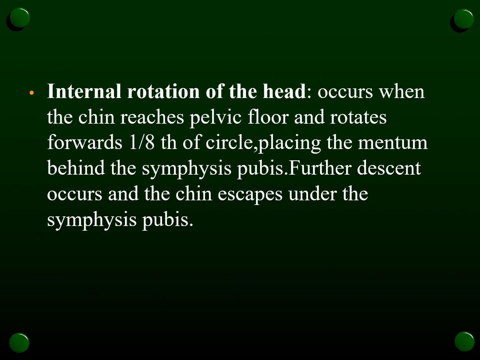And the next movement is internal rotation of the head. We know that as per the second principle, whatever part comes and meets the resistance of the pelvic floor will rotate forward until it comes under the symphysis pubis. So here, when the chin comes and meets the resistance of the pelvic floor, it will rotate 1/8 of the circle until the mentum is coming behind the symphysis pubis. And finally, the chin will come under the symphysis pubis or escape under the symphysis pubis.